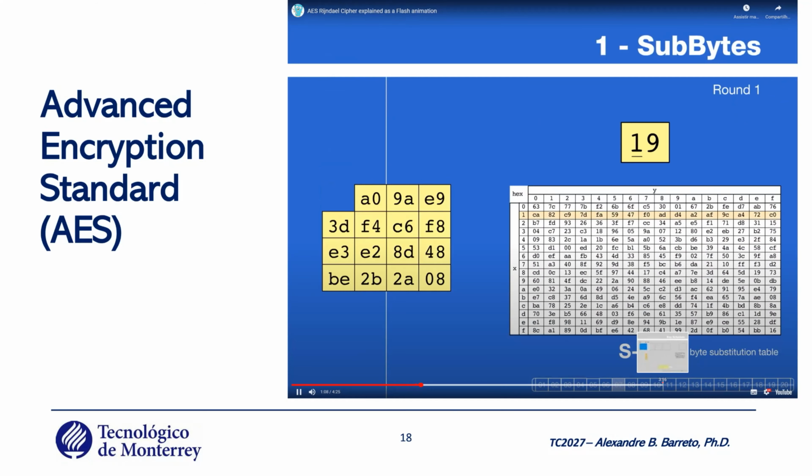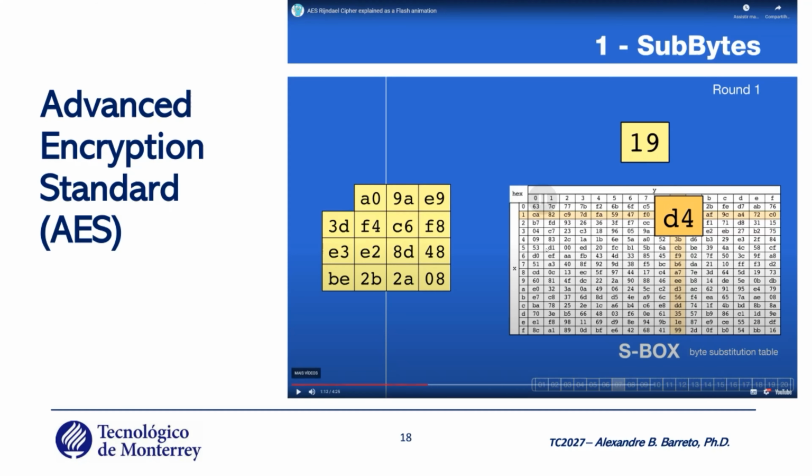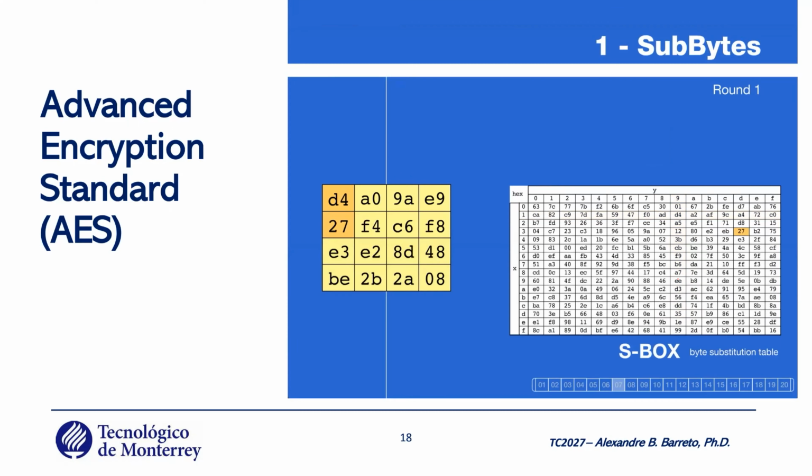For example, 19, 1 and 9. Did you see? You get row 1 and column 9. And the 19 will become D4. And you do it for the rest of the block.